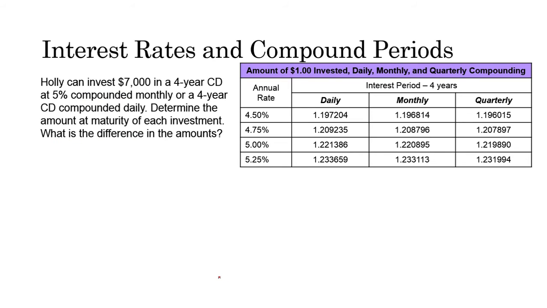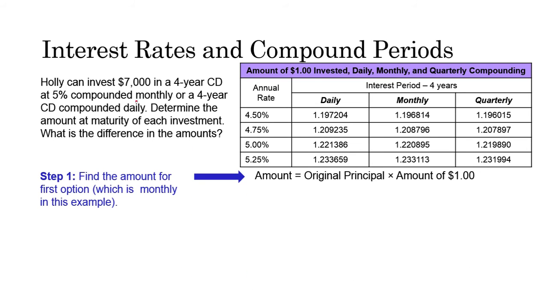Alright, this time we're given a little table. So we want to compare, basically compare the different compounds. Holly can invest $7,000 in a 4-year CD at 5% compounded either monthly or daily. We want to determine the amount at maturity for each investment and then find the difference in amounts. So first step, we can find the amount for the first option, which is the monthly in this example. Right? It says monthly right there.